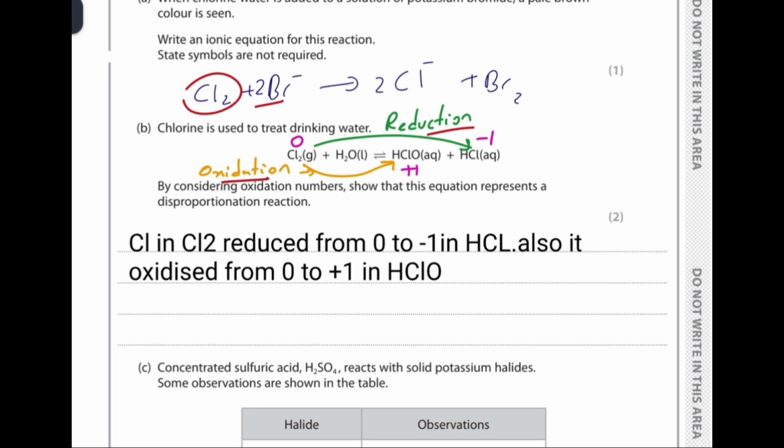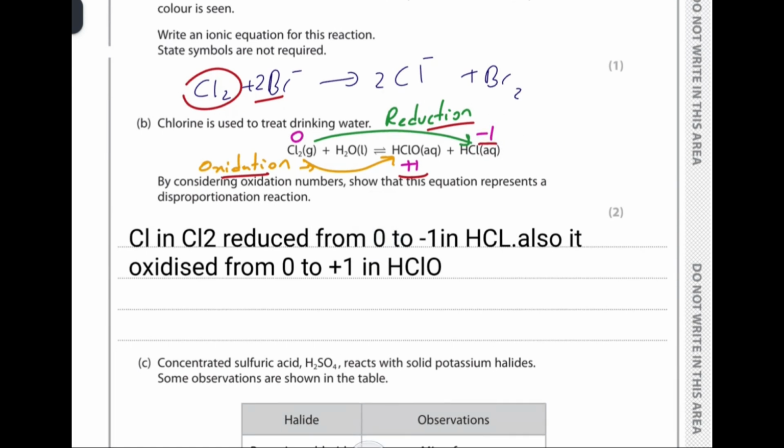So we should work out the oxidation number of chlorine in each compound. So we can find out the oxidation number of chlorine in HClO is +1 and the oxidation number of chlorine in HCl is -1. Right? So chlorine in Cl2 is reduced from 0 to -1 in HCl. Also it is oxidized from 0 to +1 in HClO.